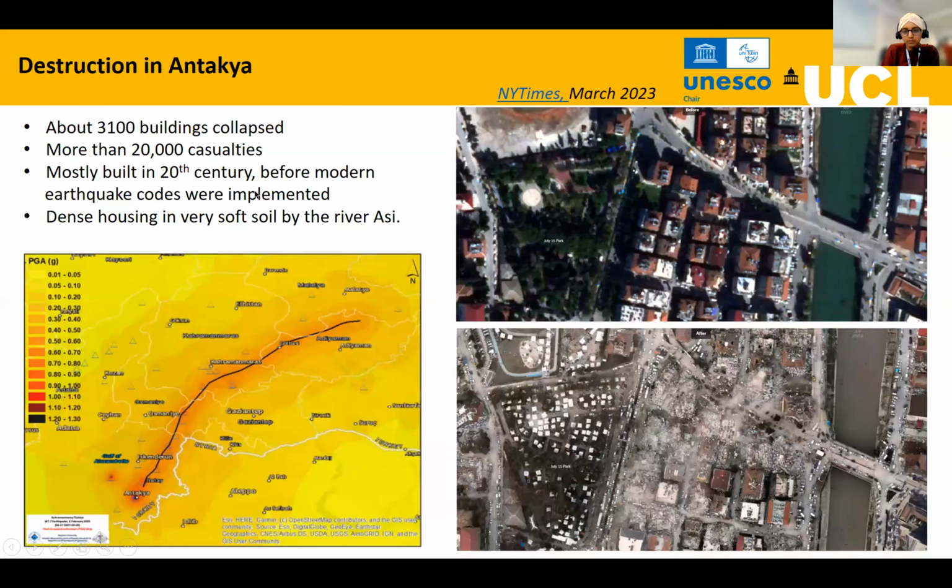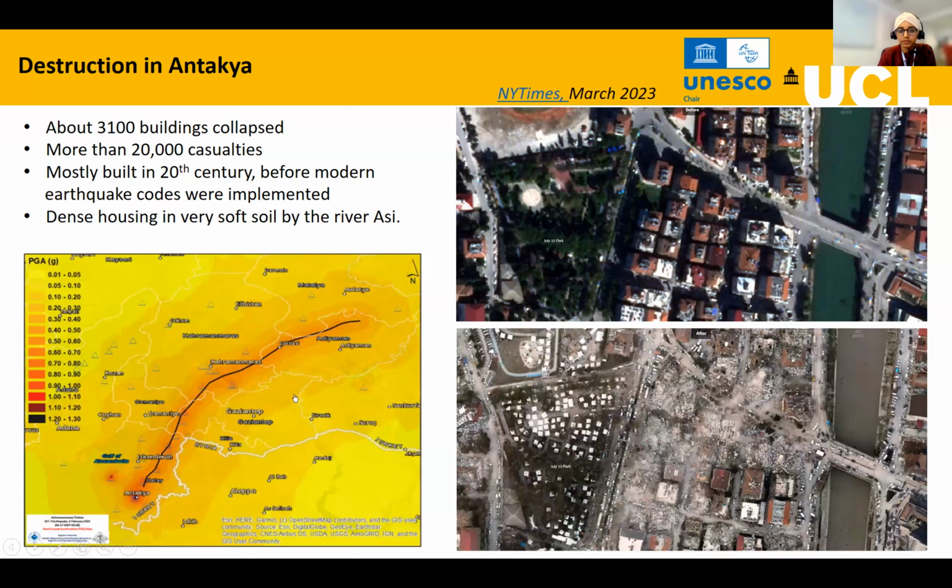So if we look in a bit more detail at Antakya city, this is one of the most severely affected areas in this earthquake, with more than 3,000 buildings collapsing and several others to be demolished, more than 20,000 casualties, and several of these buildings being built before the modern seismic codes were in place. They had deficiencies for the kind of earthquake that occurred.